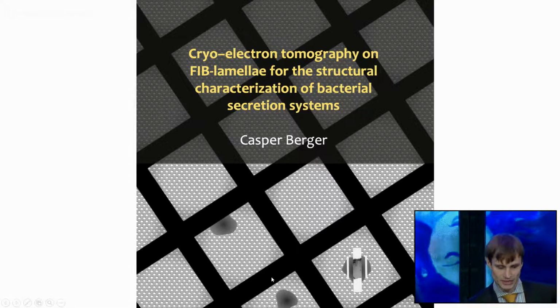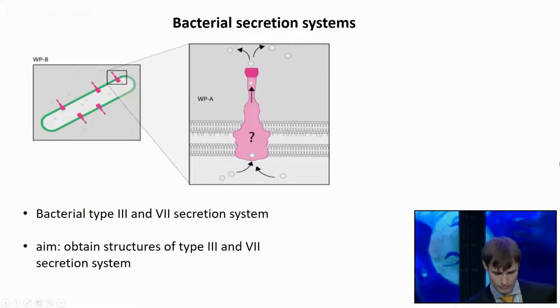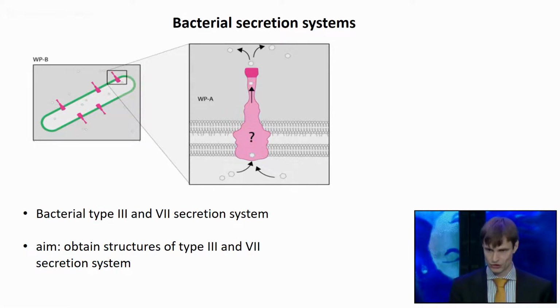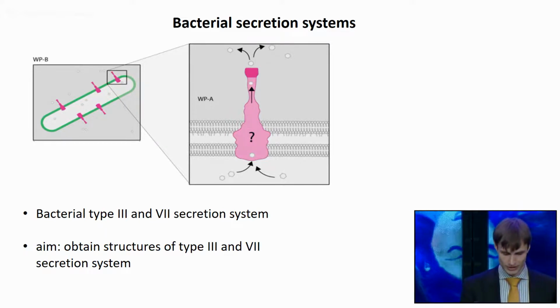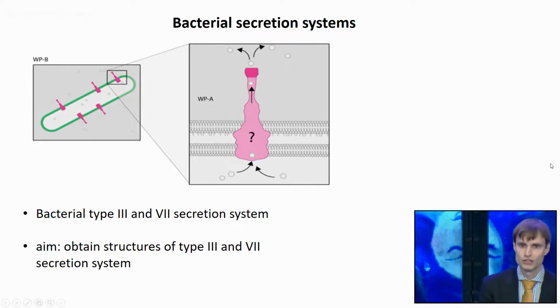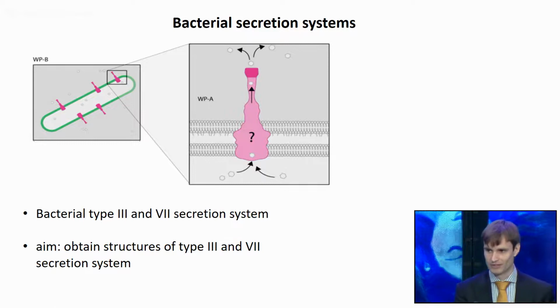So I'll first explain what bacterial secretion systems are. Bacterial secretion systems are protein complexes that bacteria use to infect host cells and hosts, like you and me. In this thesis, we try to structurally characterize the type 3 and type 7 secretion systems. The type 3 secretion system is structurally relatively well known, whereas the type 7 secretion system at the start of the thesis project was mostly unknown.